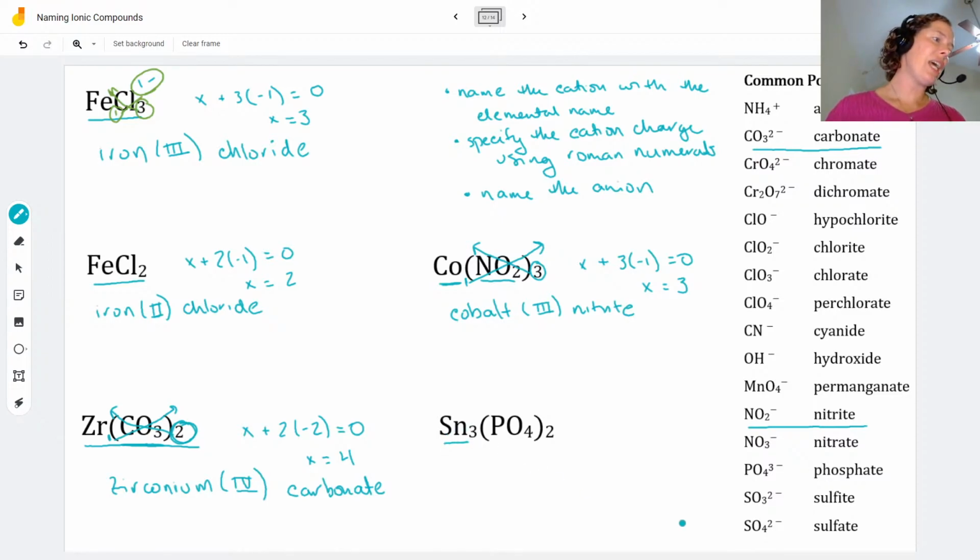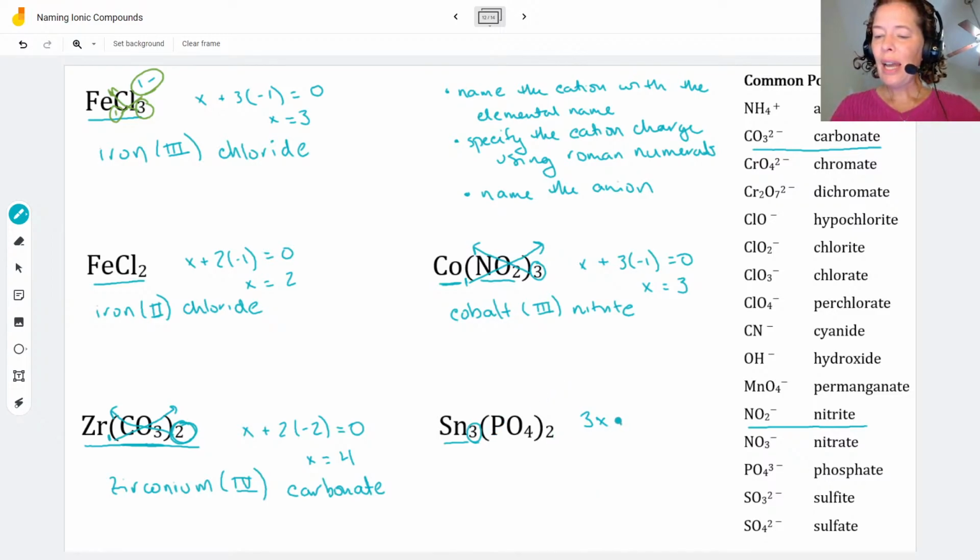Sn, this is tin. So it's atomic number 50. So it's a little bit farther over to the right, but it's still a transition metal. You cannot predict what the charge is going to be just based on where it is in the periodic table. So we are going to have to specify it. Now, this one is a little bit trickier because we have 3 of them. So instead of just calling it X, it's going to be 3X. So our algebra is going to be a little bit more difficult, but again, I'll show you how to simplify this.